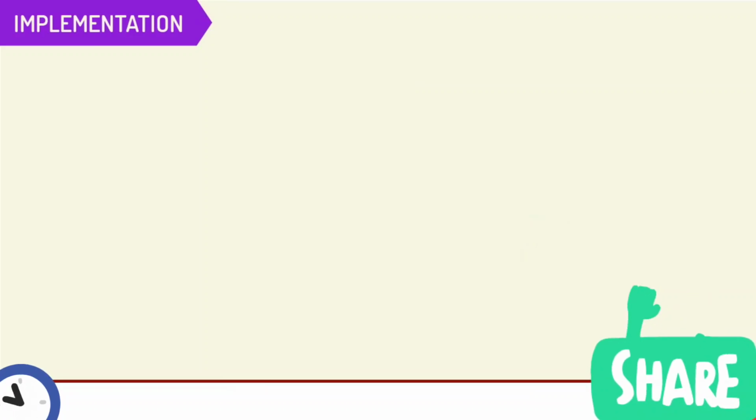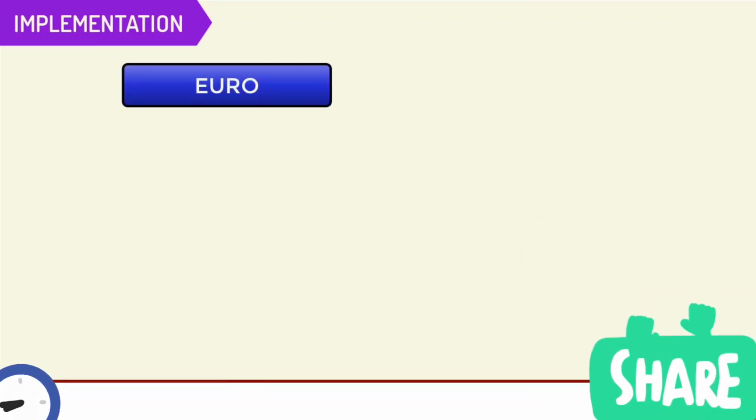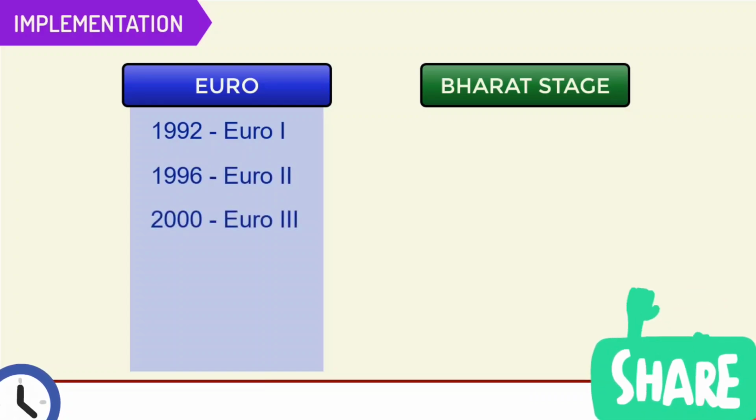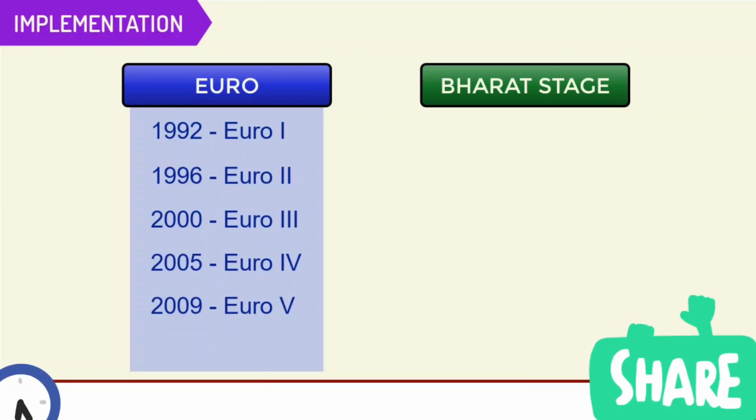Implementation. Let us see what are the Euro norms and BS norms implementation. In 1992, Euro norm 1 was implemented. After 4 years, in 1996, Euro 2 was implemented. In 2000, Euro 3 was implemented. In 2005, Euro 4 was implemented. In 2009, Euro 5 was implemented and currently Euro 6 is going on and it was started in the year 2014. Let us see the timelines for Bharat stage implementation.